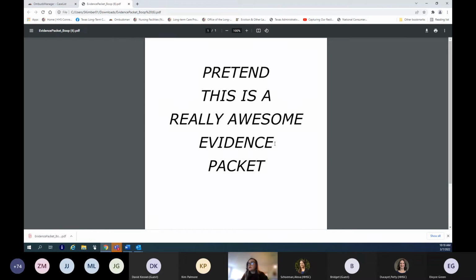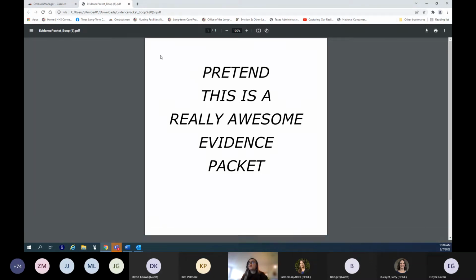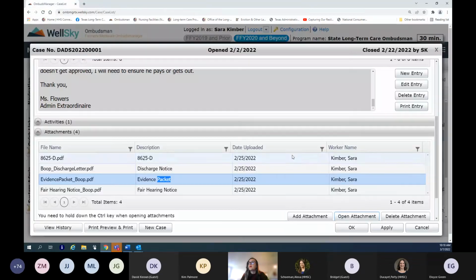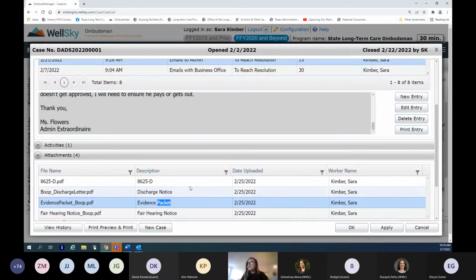So, oh wow, this really is a great evidence packet. We can see that. Awesome. Just verify that you are uploading the correct documents and that you're uploading the most recent documents. If you've had maybe several different versions of something, that way somebody else can go in there and see what is the most accurate. So we've got a lot of attachments.